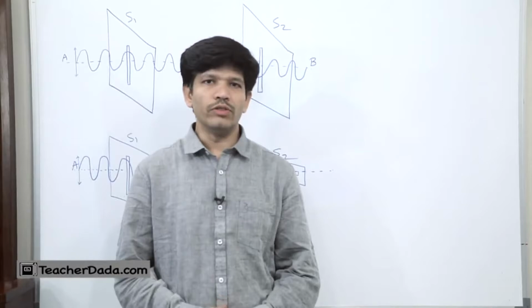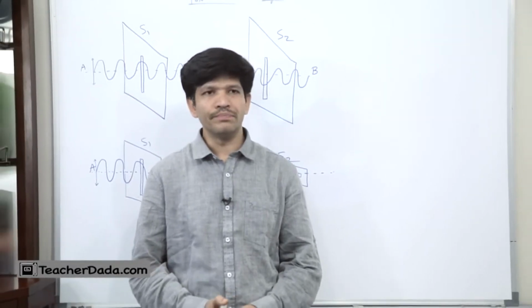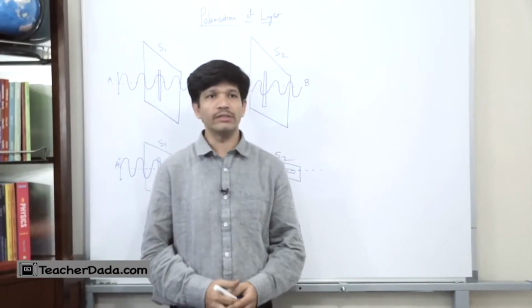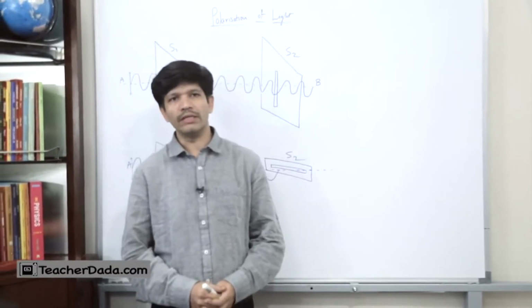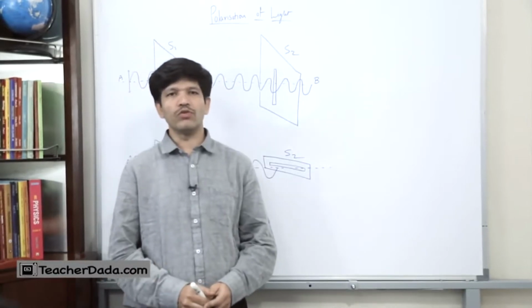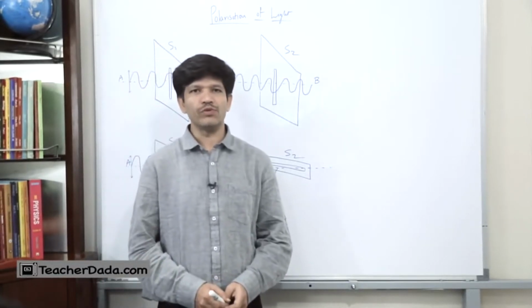Today we are going to start with the new topic, that is polarization of light. We know that light waves are transverse waves. Now according to Huygens wave theory, light travels from one place to another in the form of waves. Waves are of two types, that is longitudinal waves and transverse waves.